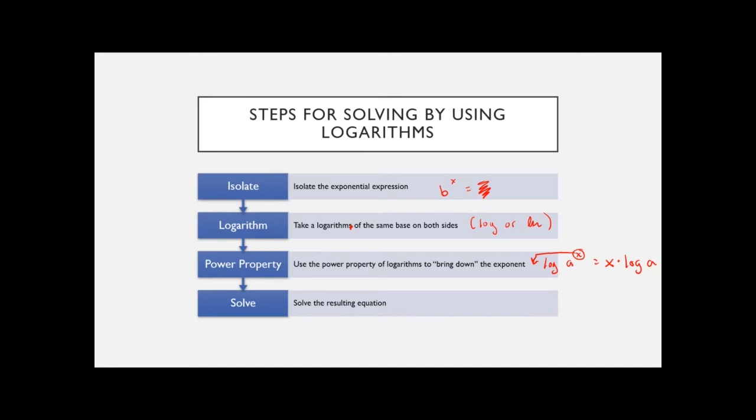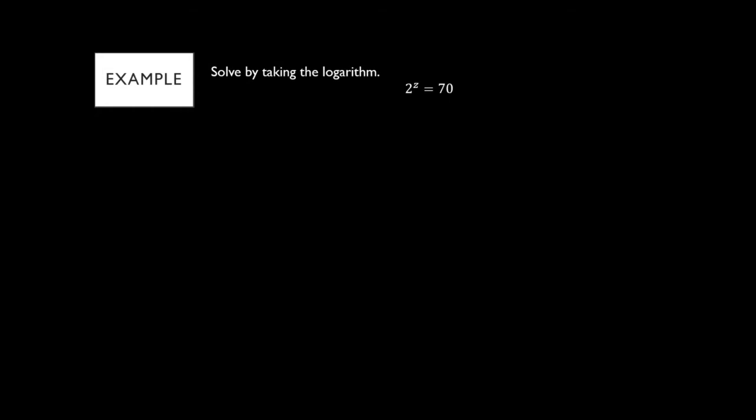So I'm going to start with this example. So at first glance, you may think, oh, this looks like it's in the same form as something that we could do the one-to-one property with, but we can't because 70 is not a power of 2. If it was 64, we could use the one-to-one property, but it's a different number, so we can't use the one-to-one property because I cannot rewrite 70 as 2 to some exponent there. So we're going to solve by taking the logarithm.